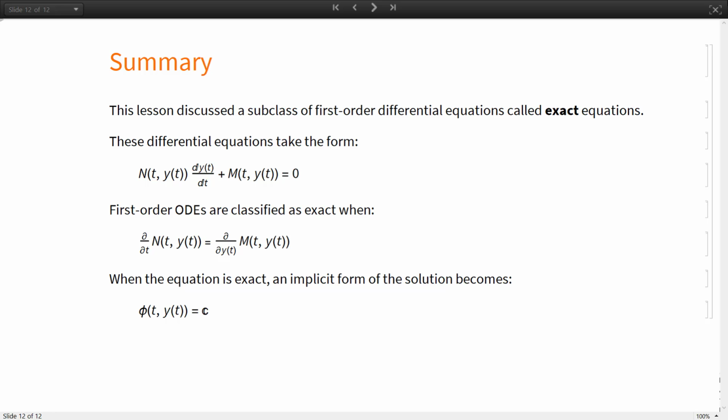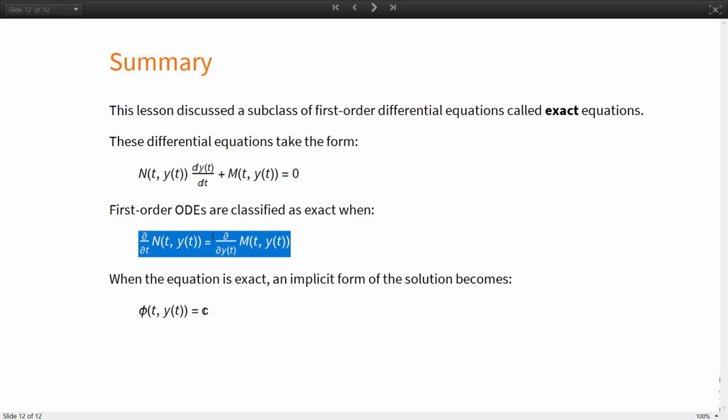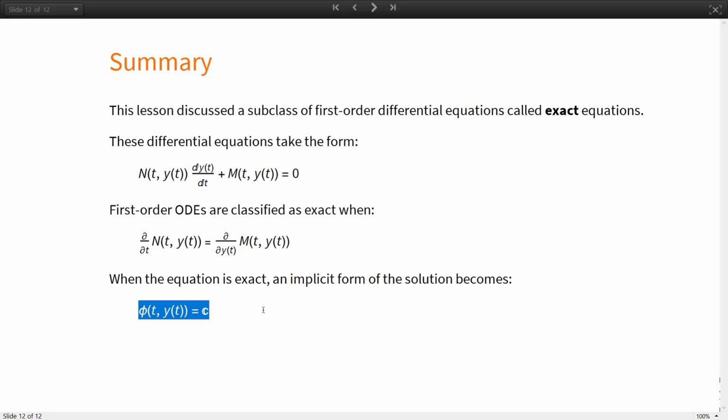This lesson discussed a subclass of first-order differential equations called exact equations. Such differential equations take the general form given here. A differential equation in this form is said to be exact if its terms satisfy this differential relation. If the equation is exact, an implicit form for the solution can be found in terms of an auxiliary function. An explicit form for the solution to the differential equation can then be found by solving for y of t.